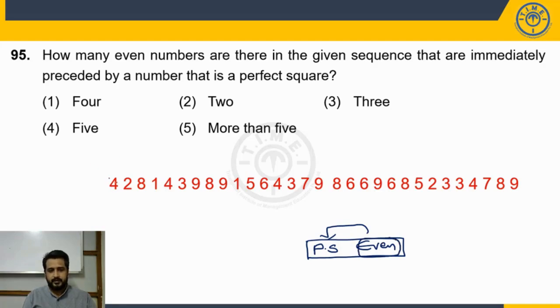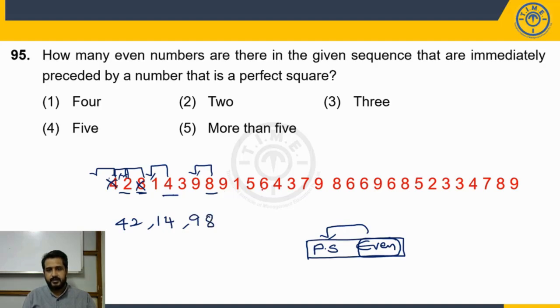Even number, is it preceded by a perfect square? No. Even number, is it preceded by a perfect square? Yes. So 4, 2. Is it an even number? Yes. Preceded by a perfect square? No. Even number, preceded by a perfect square? Yes. 1, 4. Next, even number, preceded by a perfect square? Yes. 9, 8.